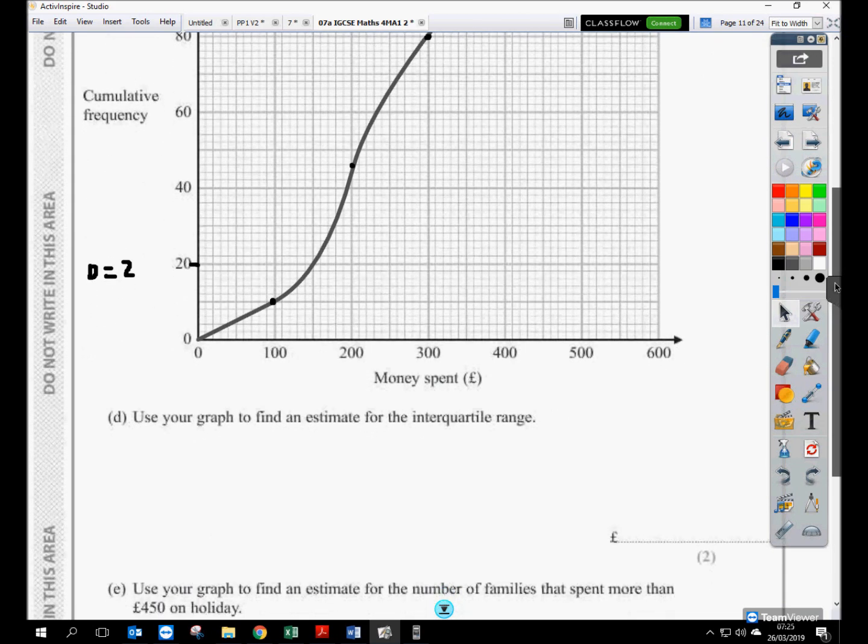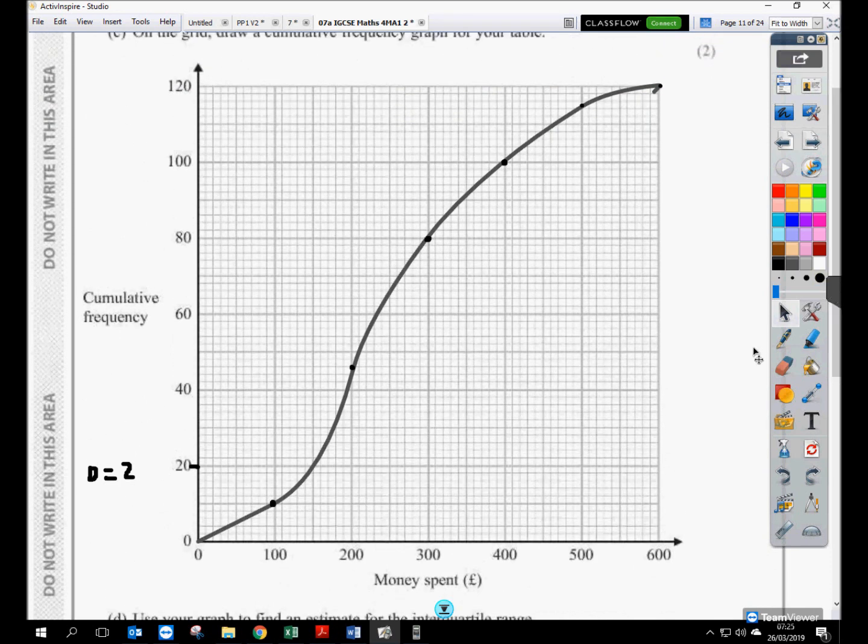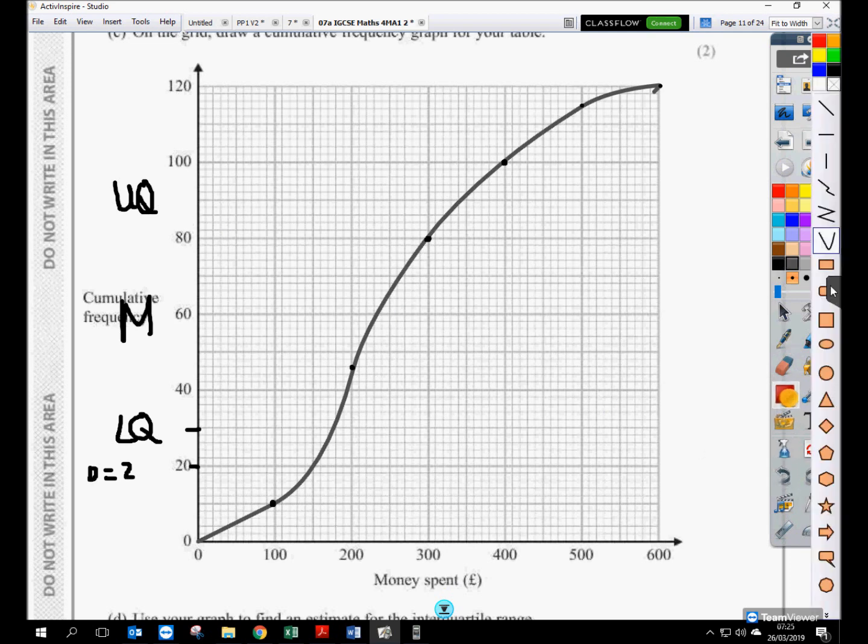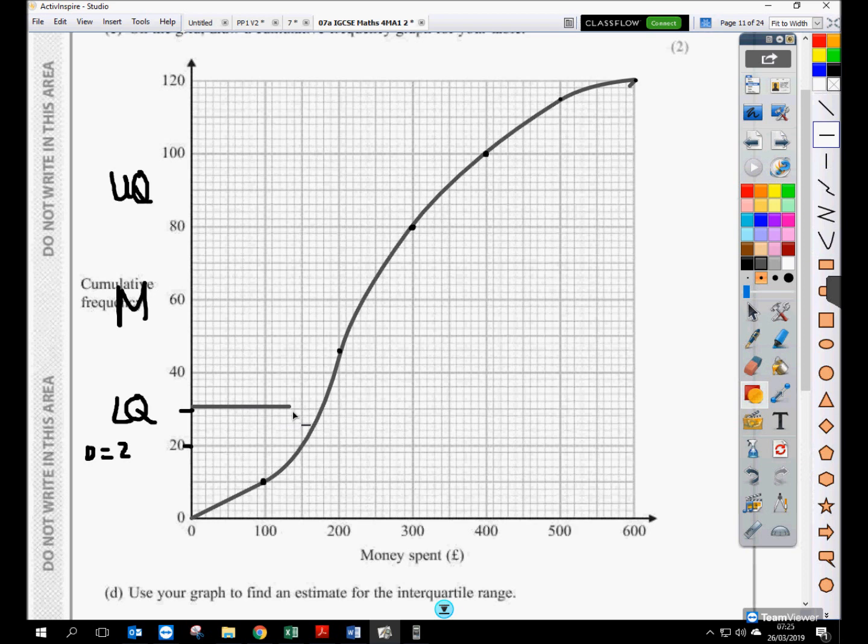Okay. Next, use your graph to find an estimate for the interquartile range. So for the interquartile range, what we need to do is draw some lines across. If we draw a line across at 60, this will work out the median. Median is the middle value. So if the median is at the 60th value, that means the lower quartile will be at the 30th value, and the upper quartile will be at the 90th value. So you draw lines across at 30 and at 90. Draw lines down, this is your working out.